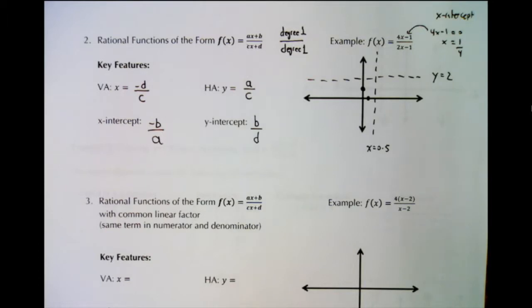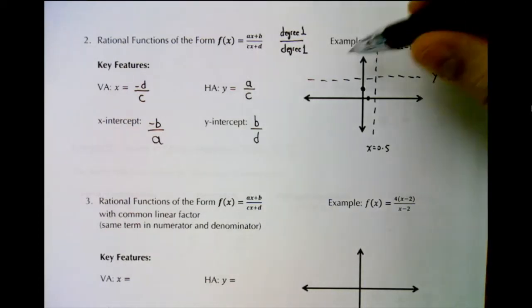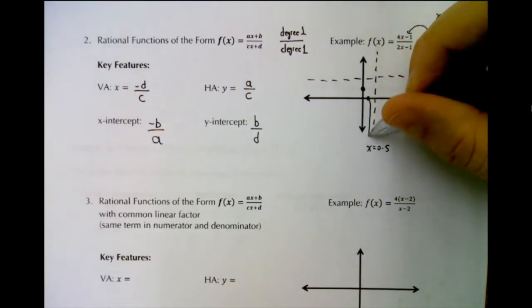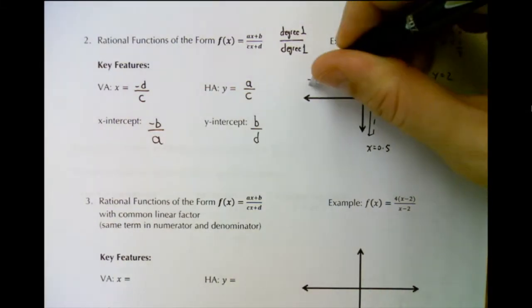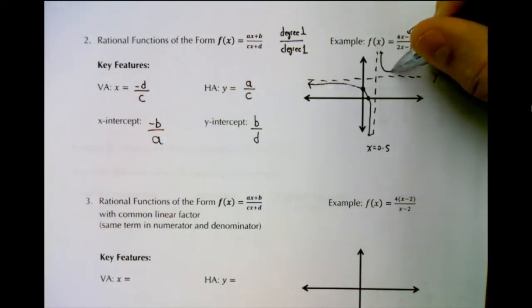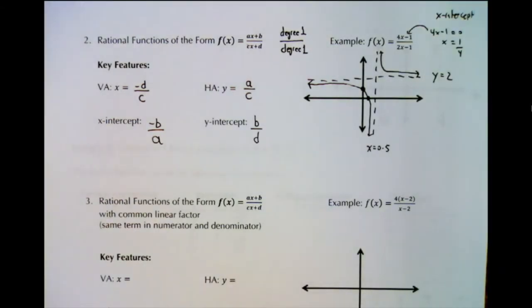Same rule applies for degree 1 over degree 1. If we have a part in this section of the graph, we're going to bend and approach our asymptotes in this section of the graph. There we go. Since we're in the bottom left, we're going to have a section in the top right, so we bend and approach in both directions.